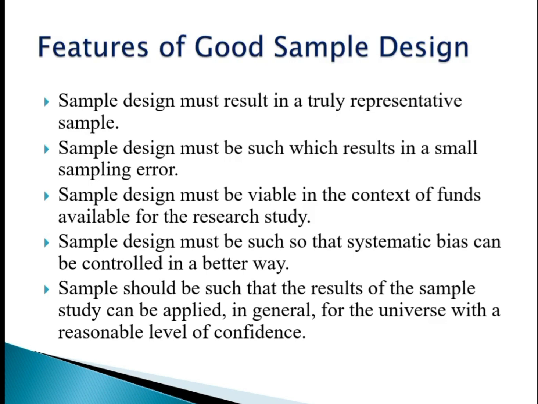Sampling design must be viable in the context of the funds available for the research study. Sampling design must be such that systematic bias can be controlled in a better way. Sampling should be such that the result of the sample study can be applied in general for the universe with a reasonable level of confidence. When we collect the data and that sample represents the population, a good sample is like that, and we are presenting that data at a level of confidence.